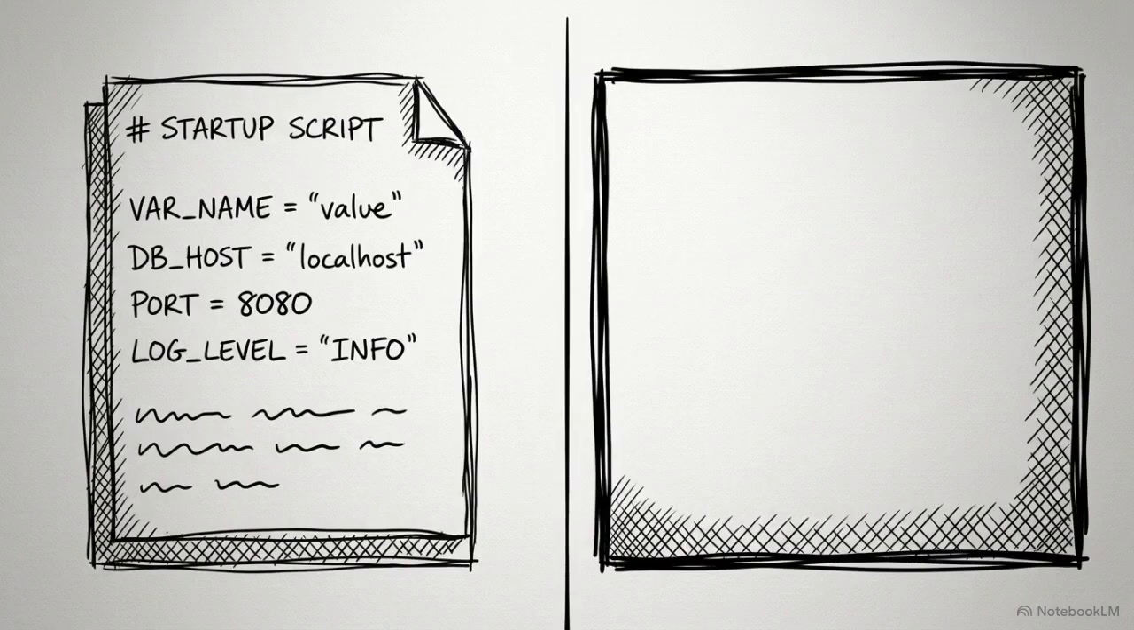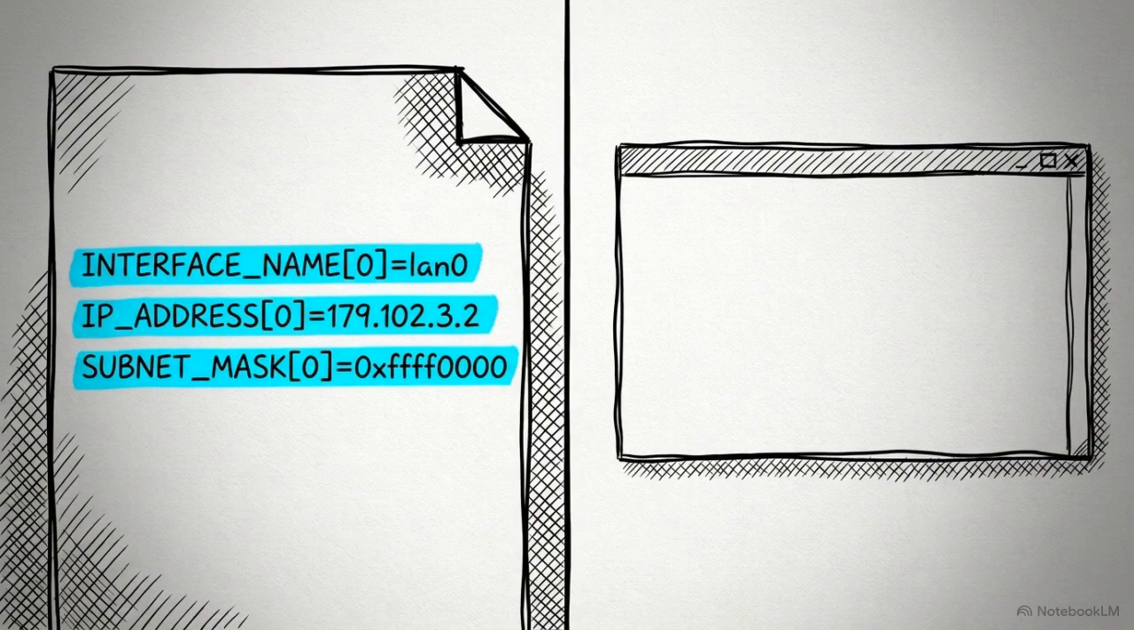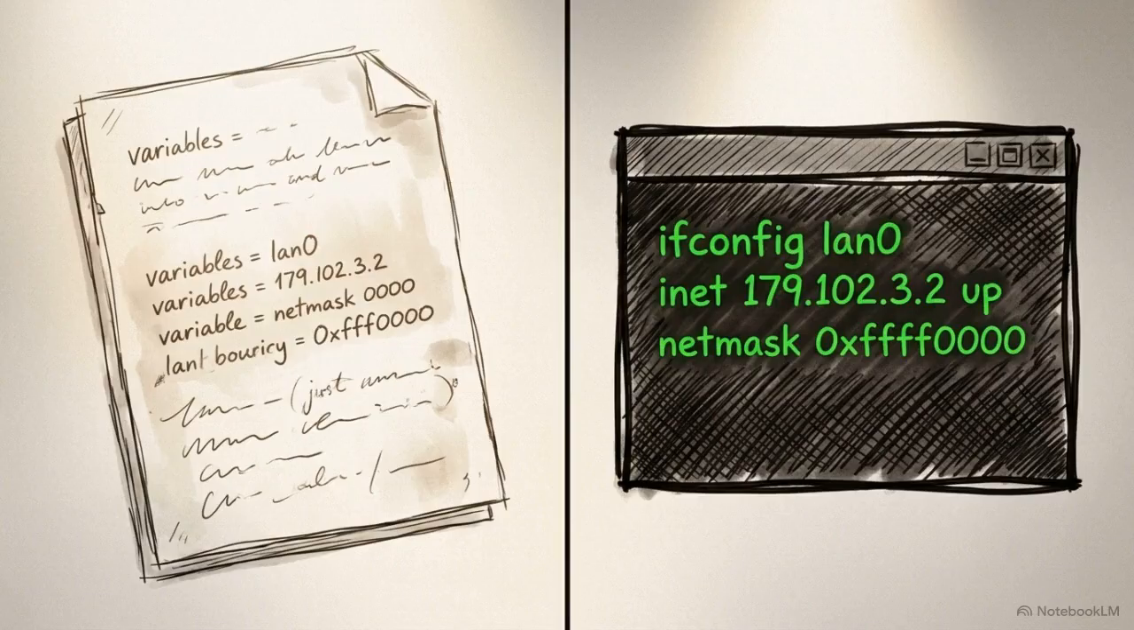Look at this split screen. On the left, you see the plain text variables placed in your network startup file: the interface name, the IP address, and the subnet mask. On the right, you see how those variables translate into the active command that configures the hardware.